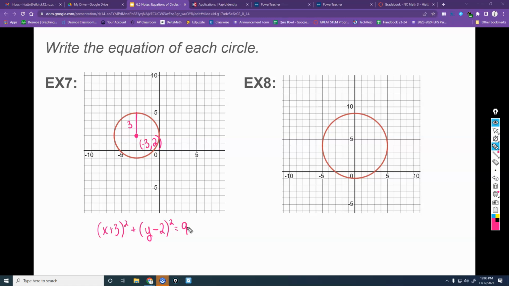For that. So if we look at number 8, who can tell me what the center of number 8 is? Give me the coordinates of that center. 0, 4. I believe that is correct right there at 0, 4. Okay. Rhett, what's the radius? 5 right there. So if we are going to write the equation of this one, Isaac, what would the equation look like?